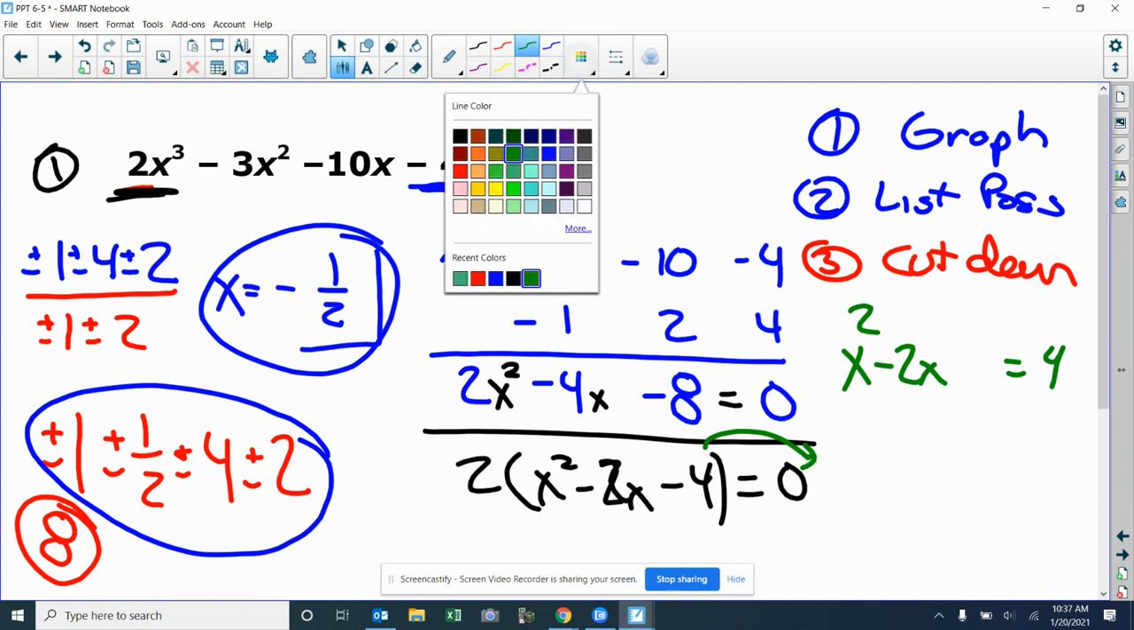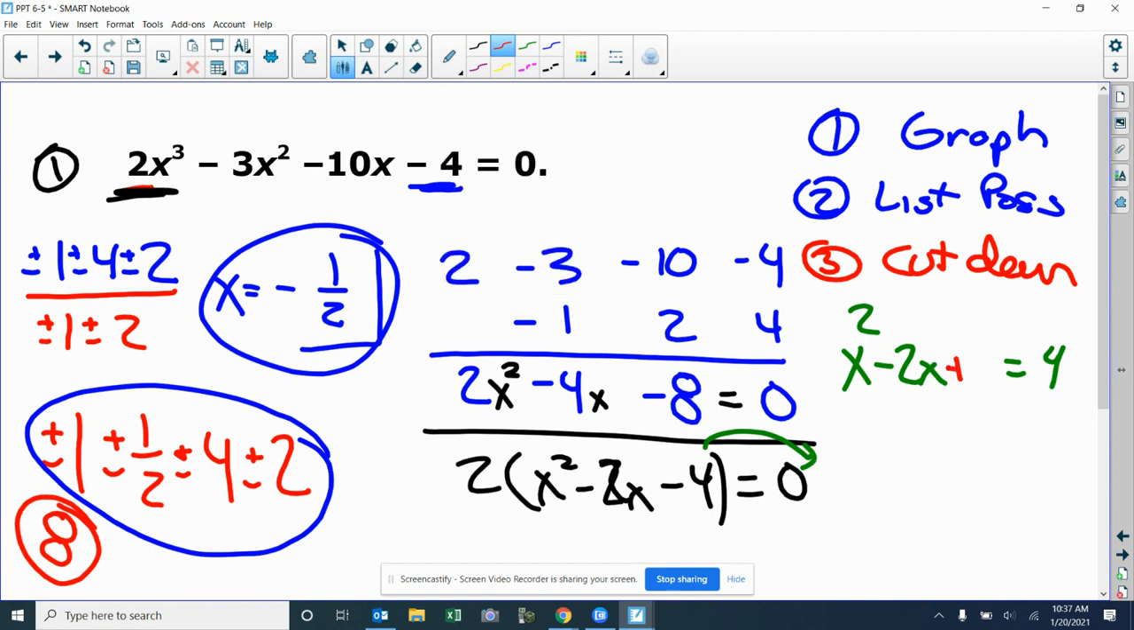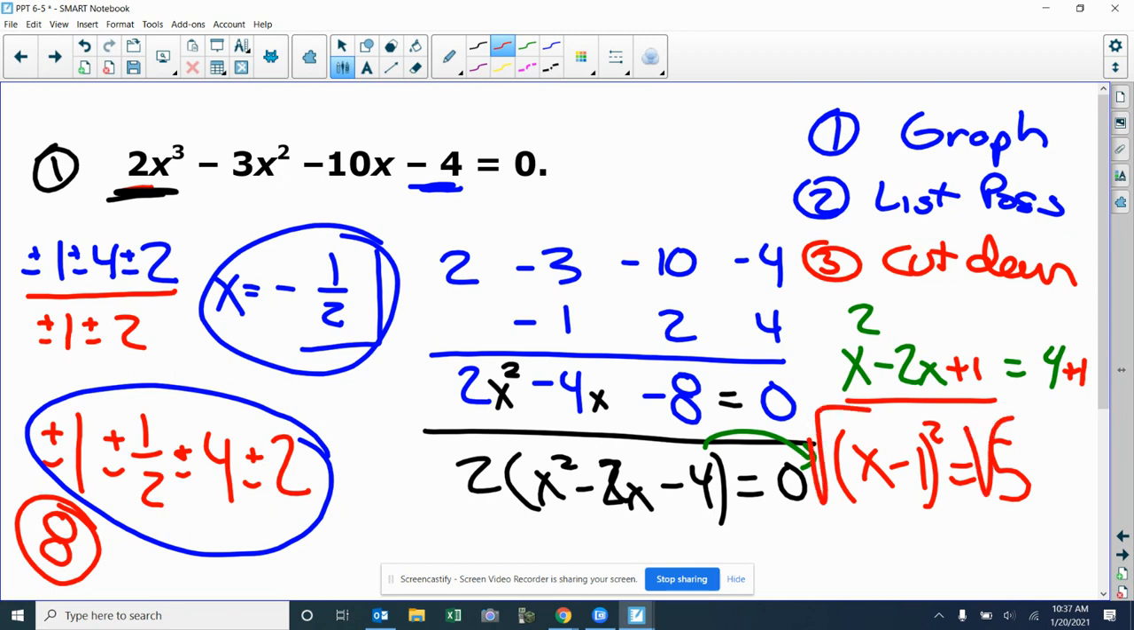Complete the square now. I'm going to end up with plus 1 here and plus 1. There's my perfect square trinomial. Always x, always that sign, always half. What do I have over here? It is 5. Next step, square root. x minus 1 equals plus or minus square root of 5. And I'm down to my final 2 roots that I found.